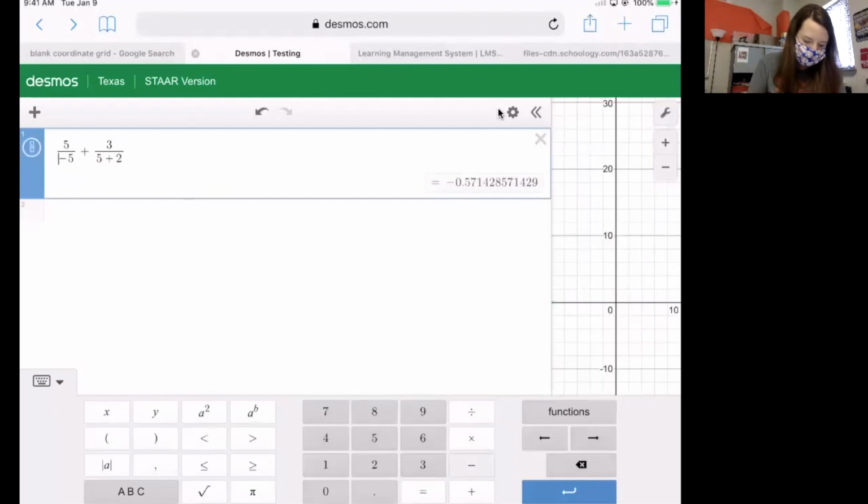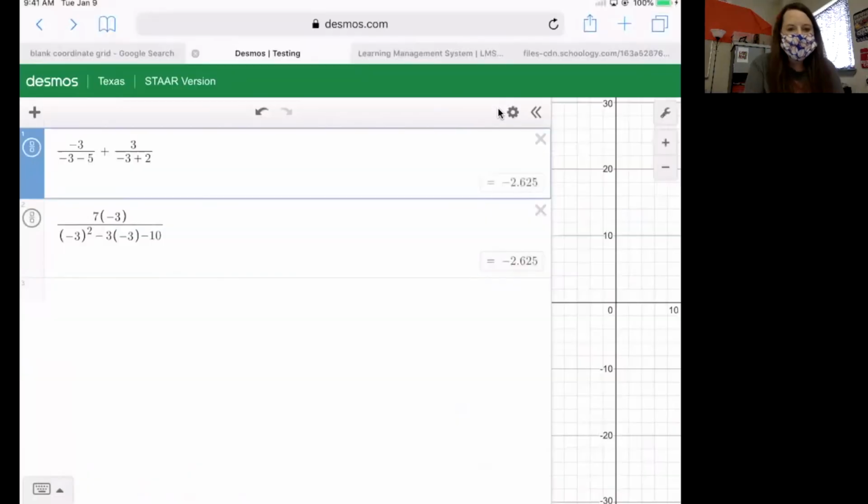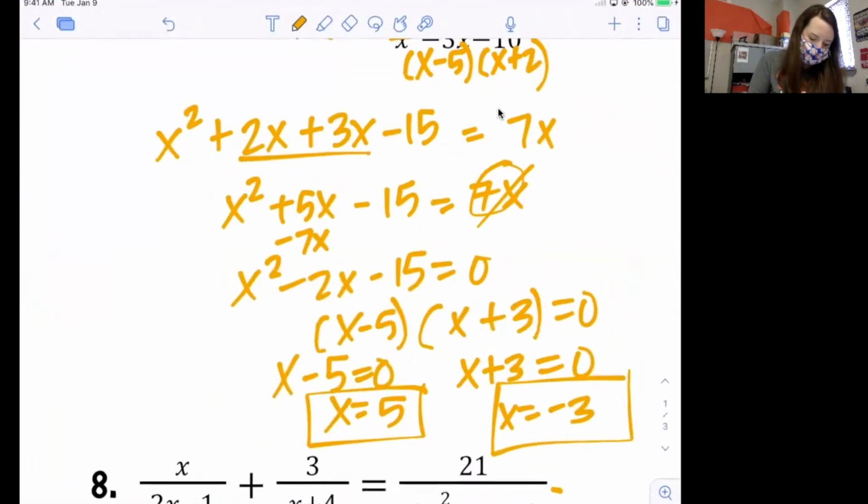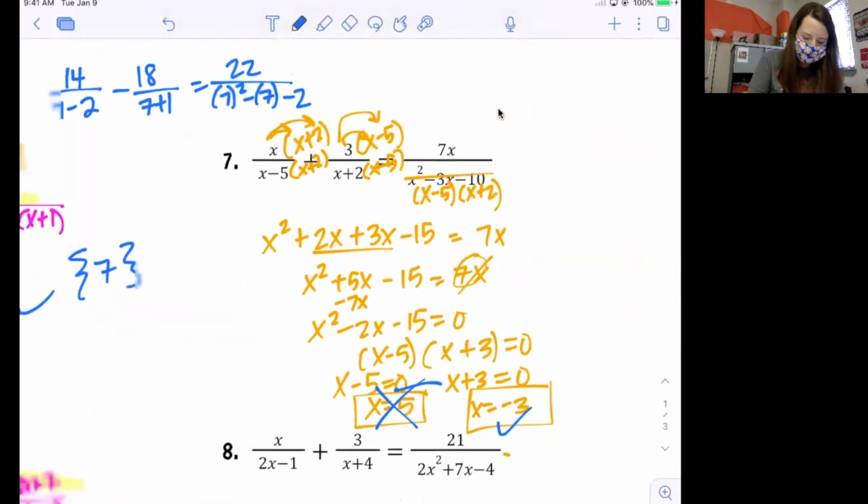Let's go ahead and try negative 3 for our x. You can see here when I plug in a negative 3 for all of my x's, the left and the right both give us equivalent values. So x equals 5 is not a solution, but x equals negative 3 is. So this one had one extraneous solution and one real solution.